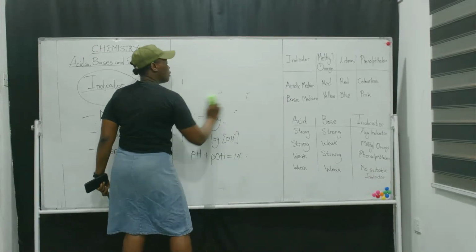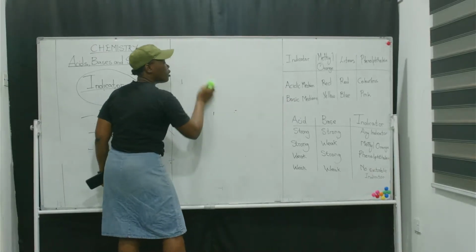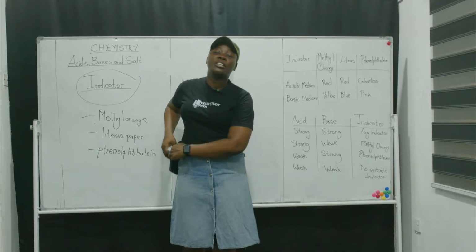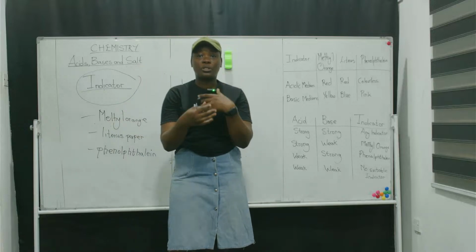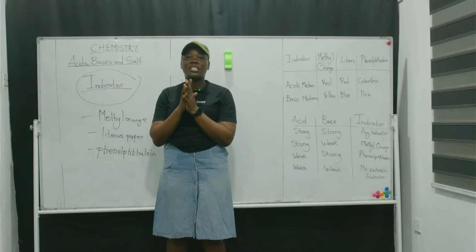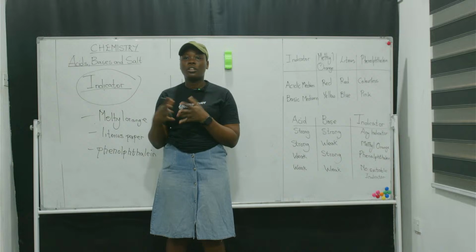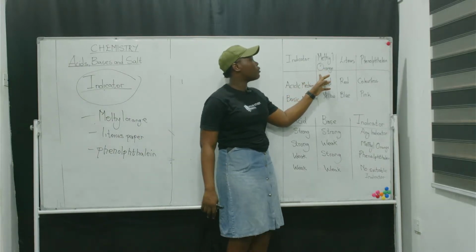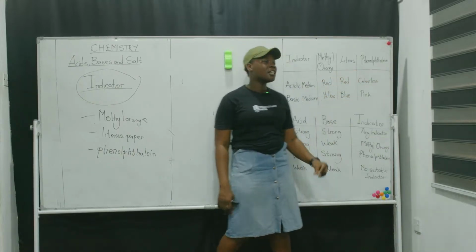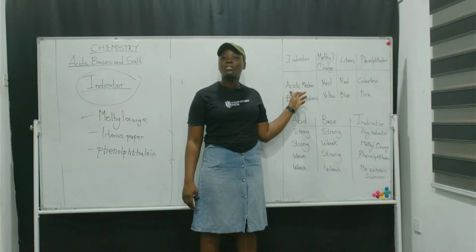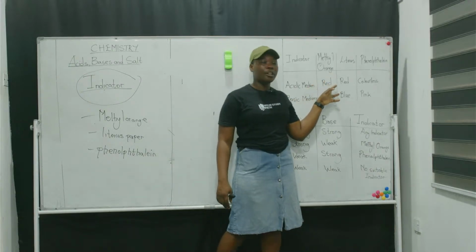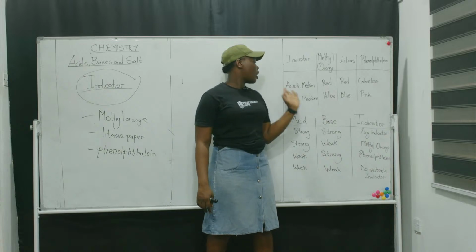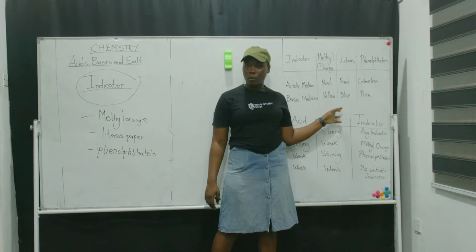And so this is then the table. I made mention that what indicators do is show color change based on hydrogen ion concentration. And so in basic medium, they have a color. In acidic medium, they will take another color. And so this is methyl orange, litmus paper, and phenolphthalein. In acidic medium, methyl orange is red. And in basic medium, it is yellow.